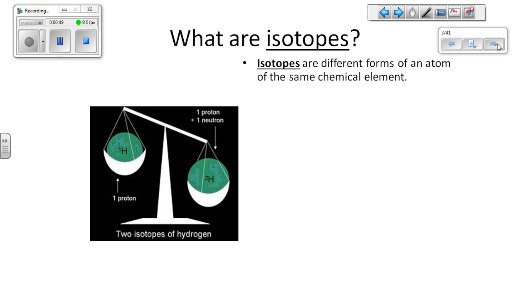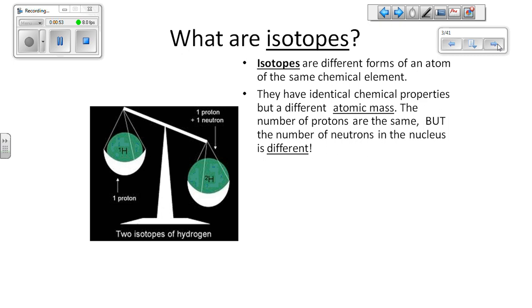Isotopes are different forms of an atom of the same chemical element. They have identical chemical properties, but their atomic masses are different. Also, their number of neutrons in the nucleus is going to be different. What is going to be the same for isotopes of an atom is their number of protons. That will not change, okay? But the atomic mass and the number of neutrons would be different.